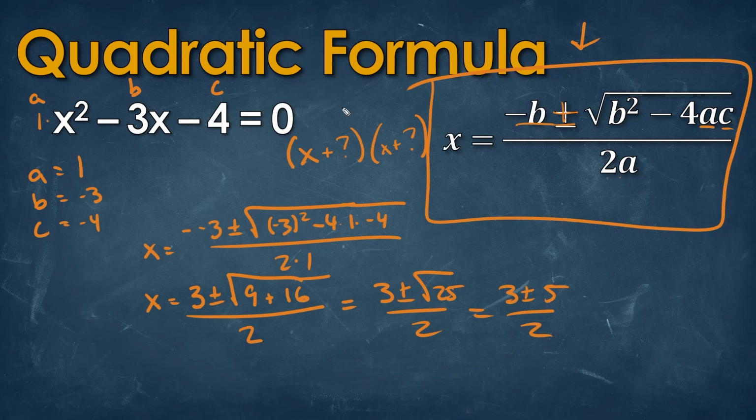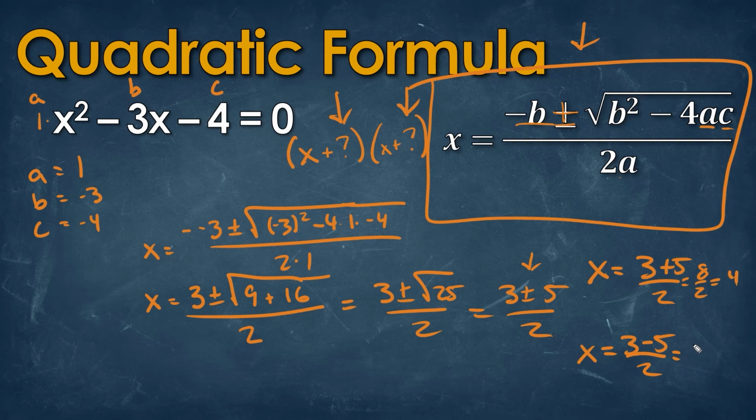Now remember, we have two values that we're solving for. We're going to have one that's a positive and one that's a negative, and that's why we see that symbol plus minus. So that means we're going to have one value of x where it's 3 plus 5 over 2. And we'll have another value where x is equal to 3 minus 5 over 2. We can simplify this to 8 over 2, which should be equal to 4. We can simplify this to negative 2 over 2, which should be equal to negative 1. And those two values would be our answer.